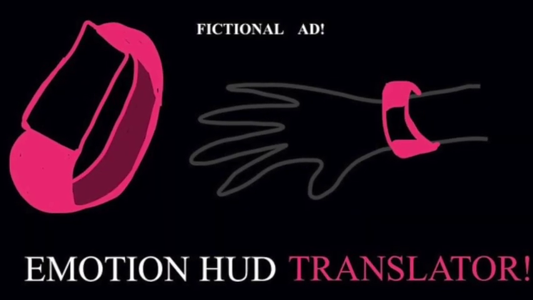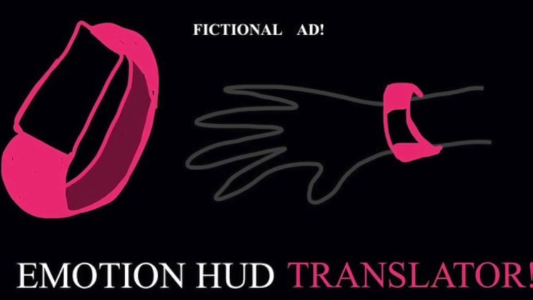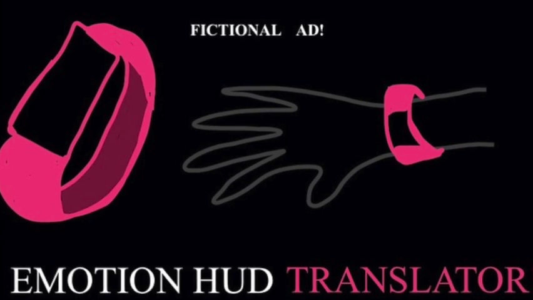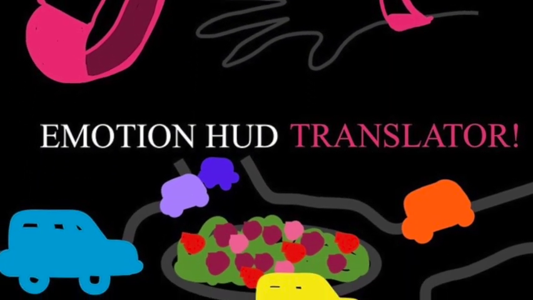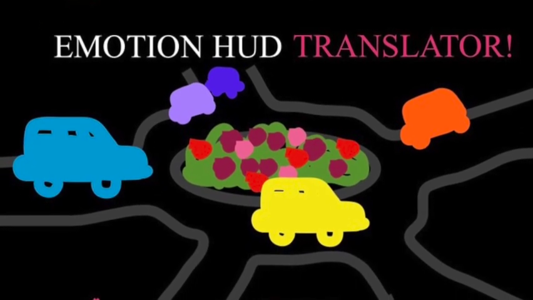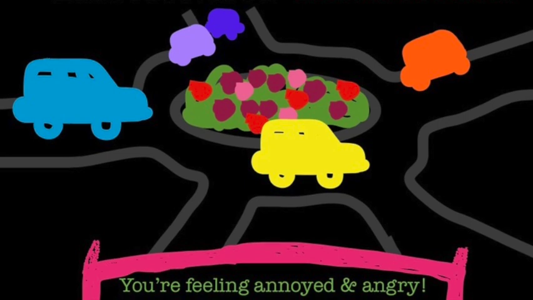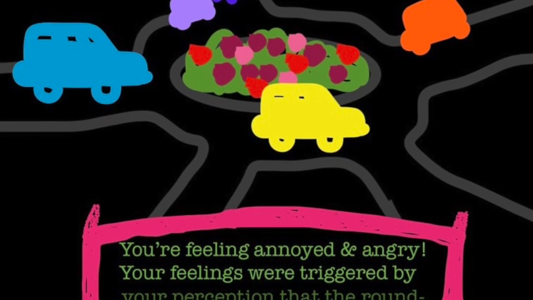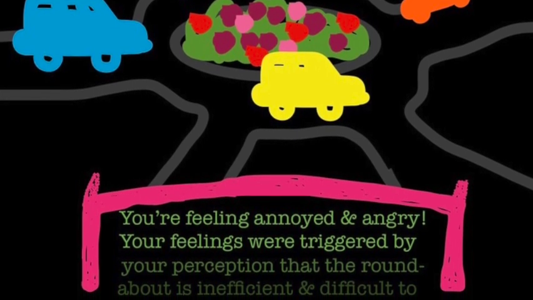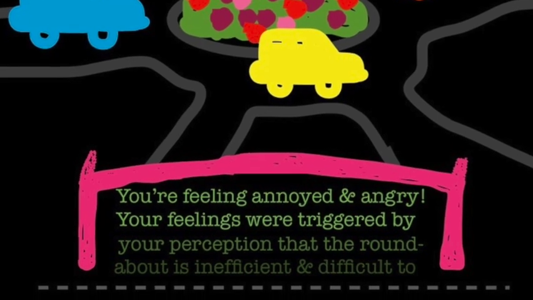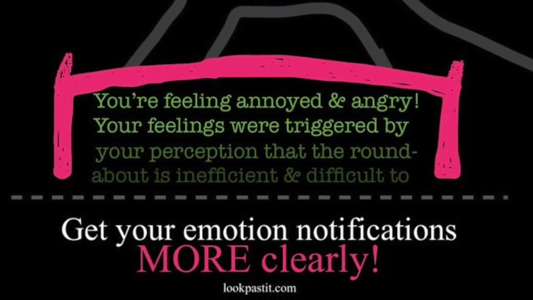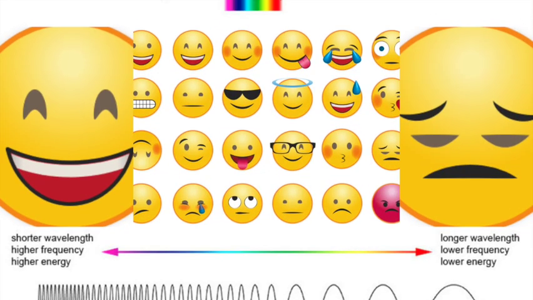As emphasized in the fictional ad, right now, most of us feel like our emotions could benefit from a translator. In the ad, I'm sort of making fun of what you think, say, "stupid, troublesome roundabouts," really means that you're feeling annoyed and angry, and your feelings were triggered by your perception that the roundabout is inefficient and difficult to navigate. It is the perception that is giving you the feeling, not the actual happening. We know this because when we don't have a specific thought or perspective about something, we also don't feel anything specific about it. It is our thoughts, again, which provoke our feelings.